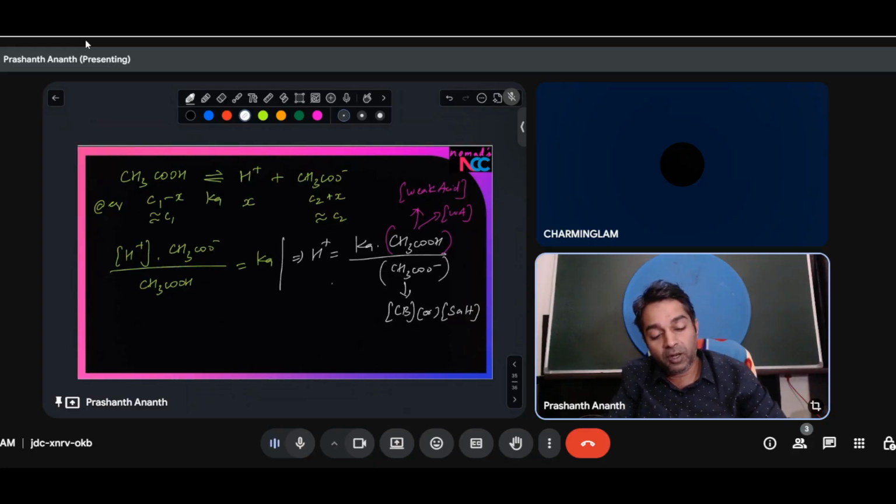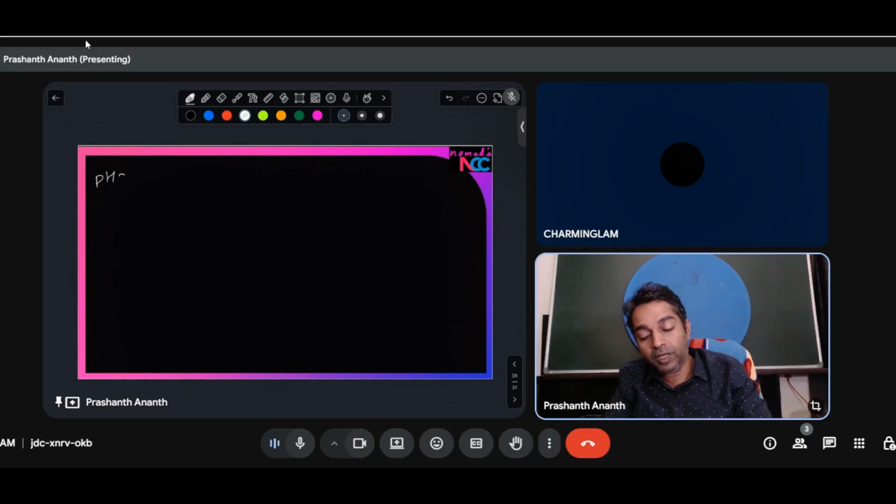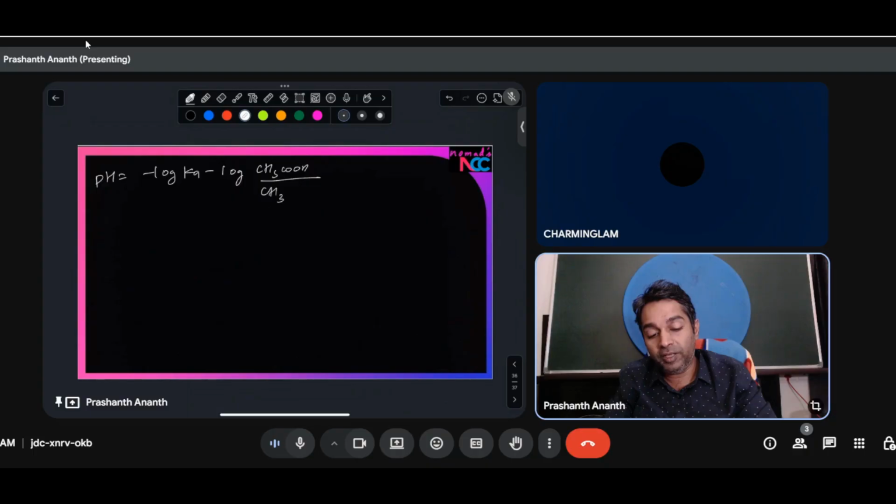So from here, what will this translate into? We will now have pH equal to minus log of H plus. So it is minus log Ka minus log of CH3COOH by CH3COO minus. So let me put it on the next page over here. So pH works out as minus log Ka minus log of CH3COOH divided by CH3COO minus.